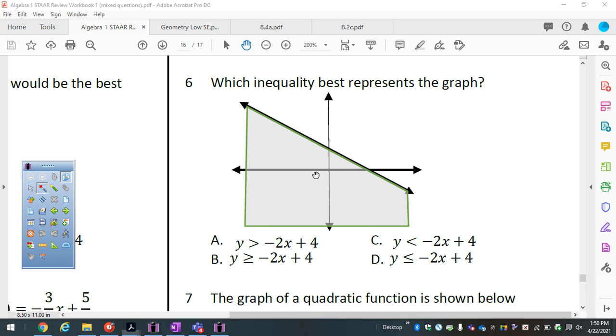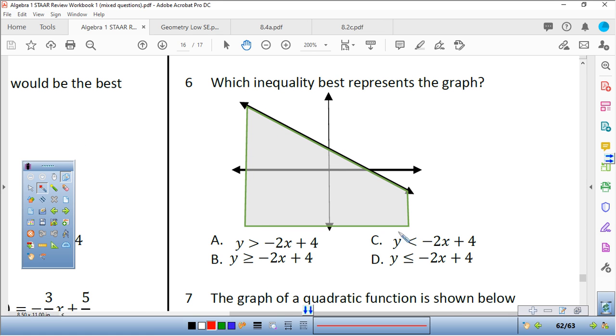Which is this one? Okay. Solid line. Definitely this one and that one are out because of that, and out because of that. That's shaded below, that's shaded above, and that's shaded below. This one says y is less than, so all the y's that are less than, D.